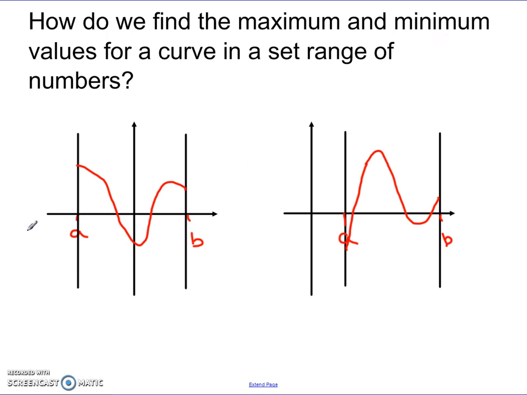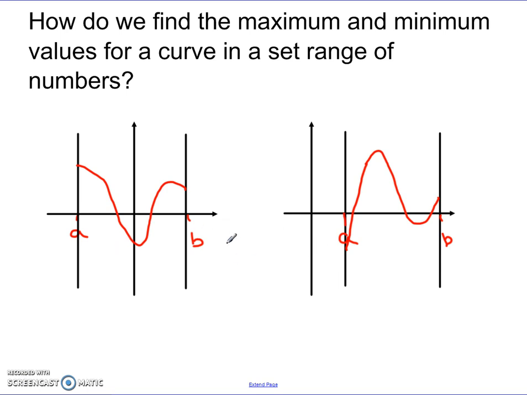If you imagine looking at this first curve, imagine this is just a depiction of f of x. What I've done here is I've limited it between a and b. So a is some negative value of x, b is some positive value of x. So I've limited my curve to only between those two values. Similarly with this one, the only difference is a and b are both positive in this case, but it's still limited between two values. Now the question we're asking ourselves is, how do we determine the maximum and minimum values for these curves within this range for x?